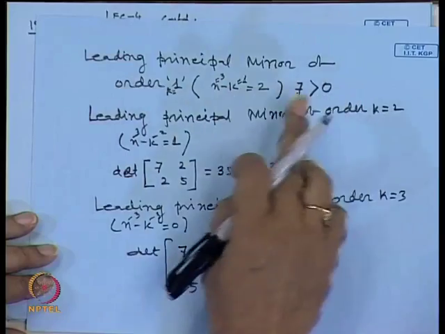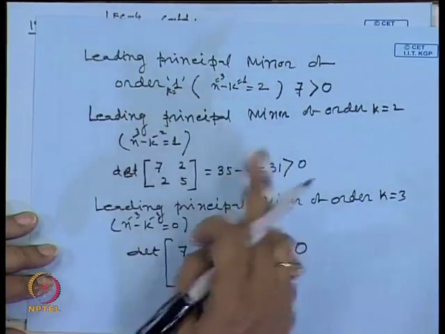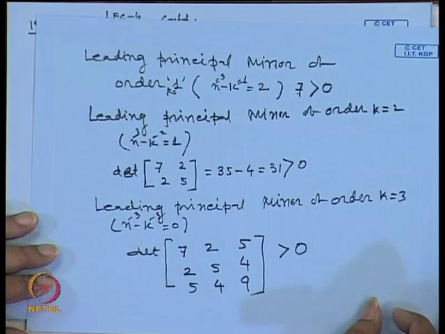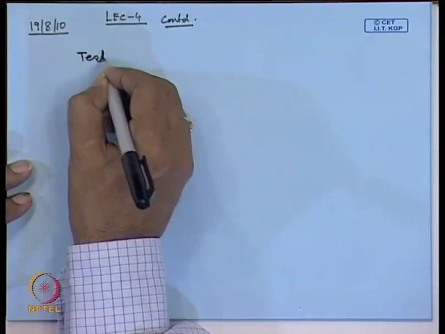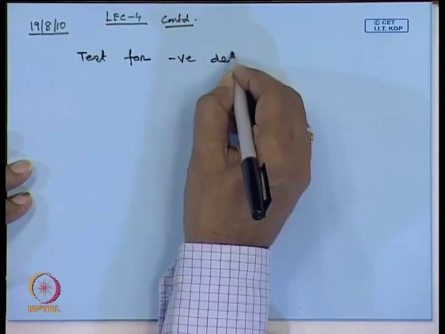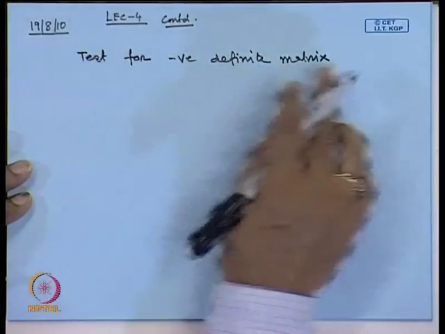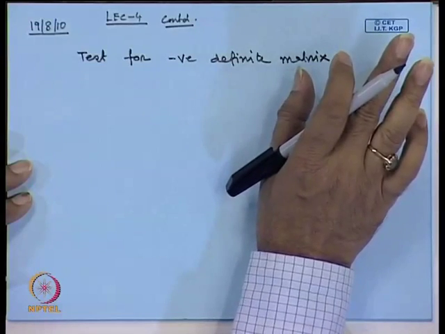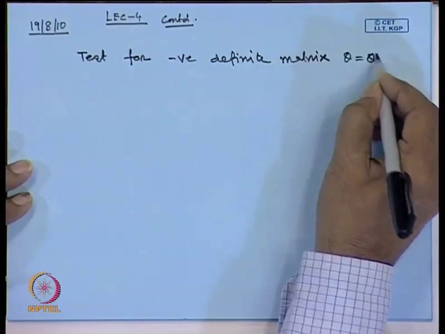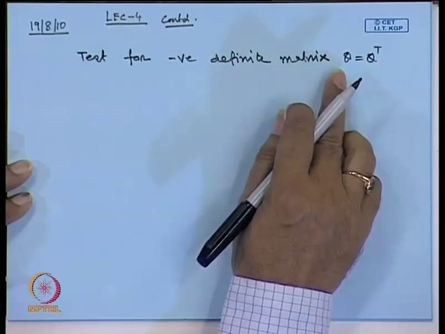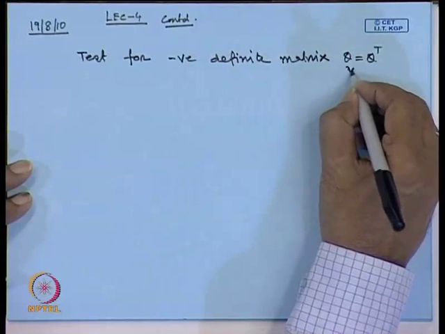So all leading principal minors of order 1, order 2, order 3, and so on should be greater than 0. Agree? Now, next, suppose we ask whether a matrix is a negative definite matrix or not, how to test it? The same idea we considered for testing a positive definite matrix can be extended here. Let us take the test for a negative definite matrix. When we use the Sylvester criteria, we assume the matrix is symmetric. Let us call it the Q matrix, of dimension n cross n.